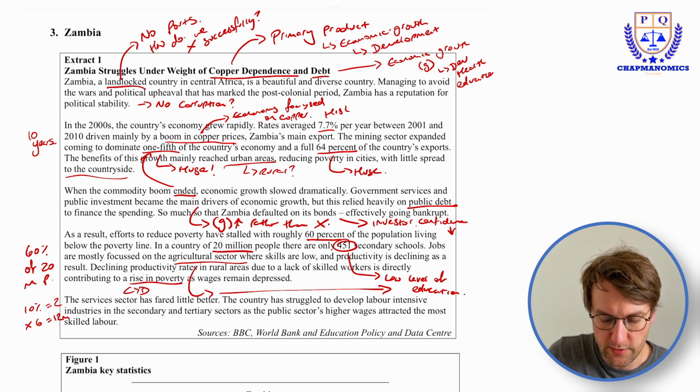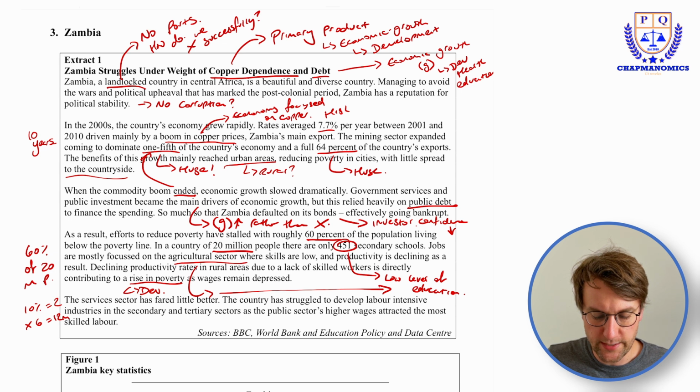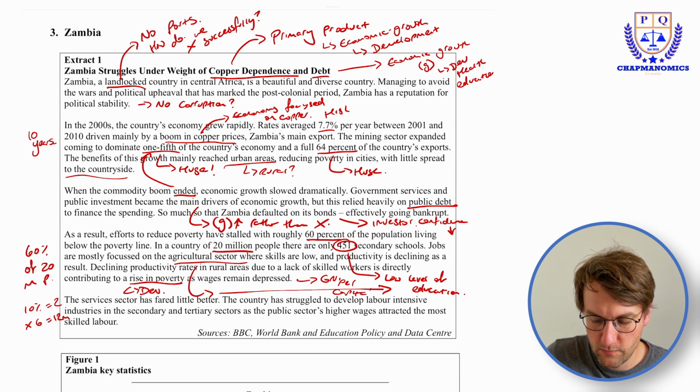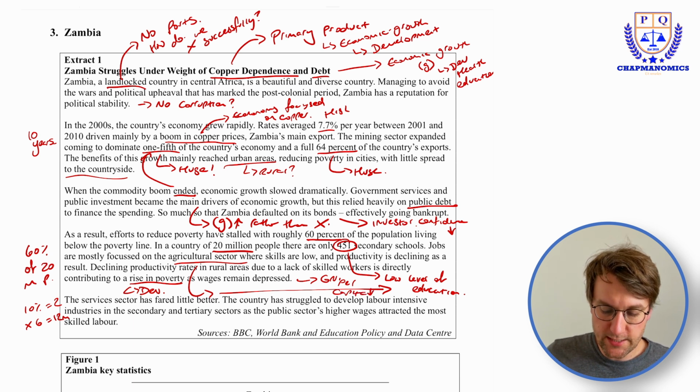So here we've got development issues as wages remain depressed. So here we're talking about GNI per capita being low. Very low. The services sector has fared a little better. So here we've not got much industry.